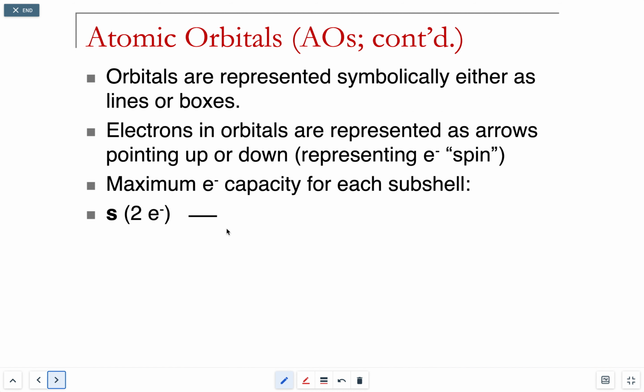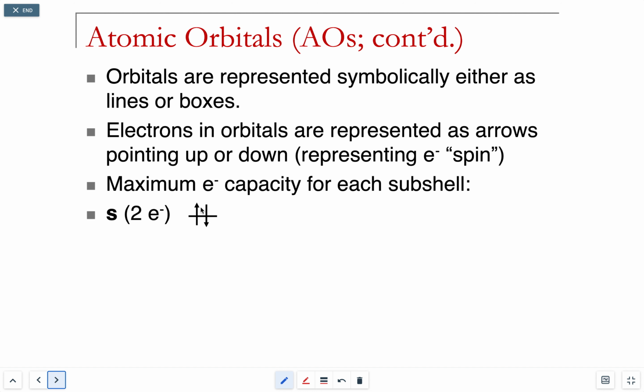All right, now how are the electrons represented in orbitals? We can define an orbital either with a line or as a box. So we're representing this now as an s orbital, and we define electrons as arrows pointing either up or down. So I'm going to write this arrow as representing an electron pointing up, and the next electron we'll see has to be put into the orbital pointing down.